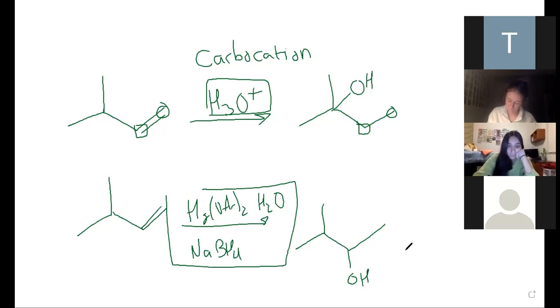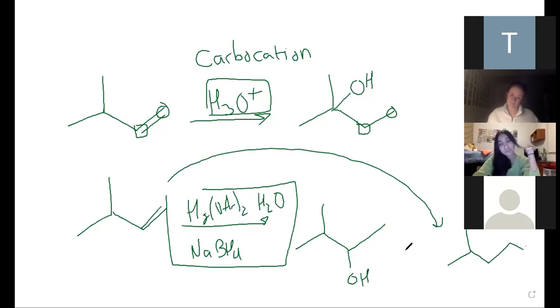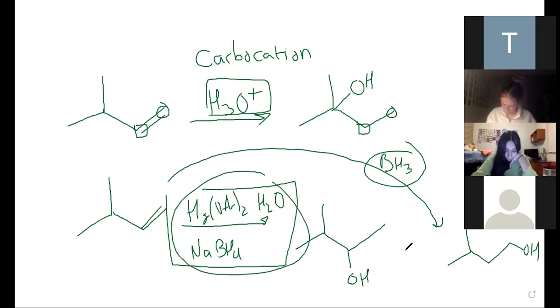If I wanted my alcohol to go to the outside, like this, that's when I would do the BH3 one, the hydroboration. Okay, so these two here are ones that do not have shifts happening. They will give you just one type of product. There's no worries because you don't form carbocations. When you do H3O plus, you run the risk of that happening. Does that make sense?